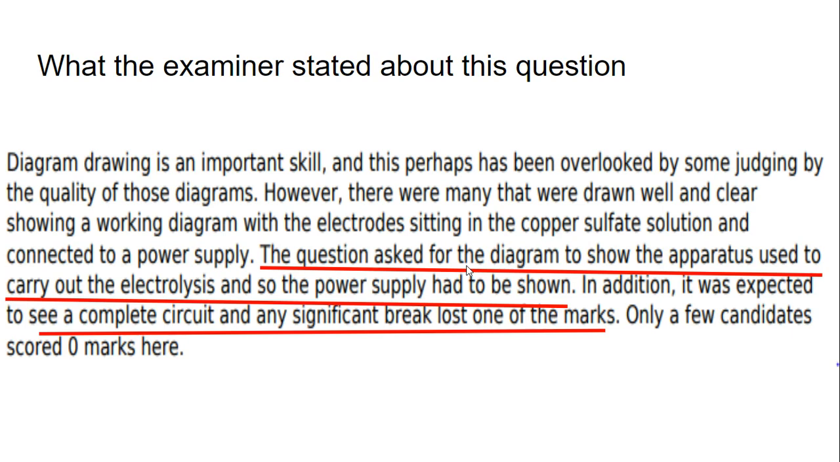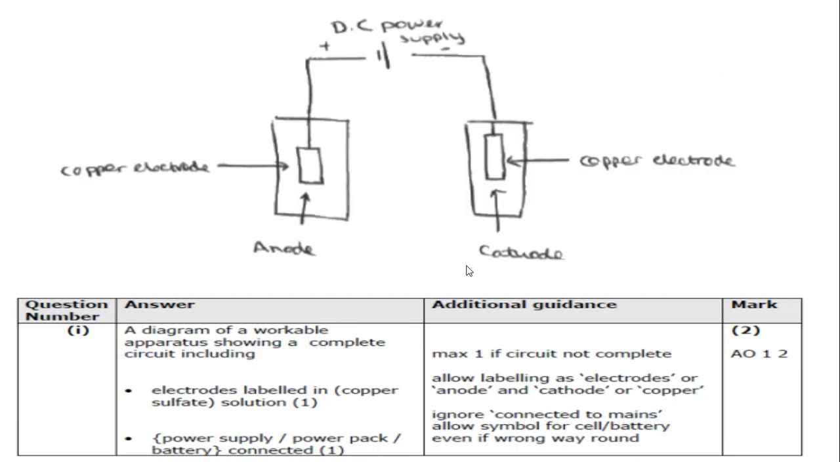The question asked for a diagram to show the apparatus used to carry out electrolysis, and so a power supply had to be shown. In addition, it was expected to see a complete circuit, and any significant break lost 1 of the marks. So here's an example of the question, and I'm attaching the mark scheme with it. As you can see, you have the power supply, and you have 2 electrodes, but they're in separate containers. How many marks would you give this?